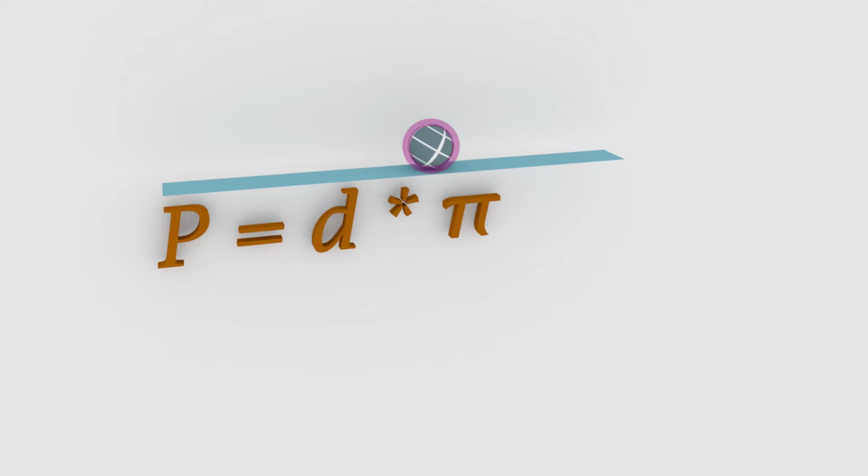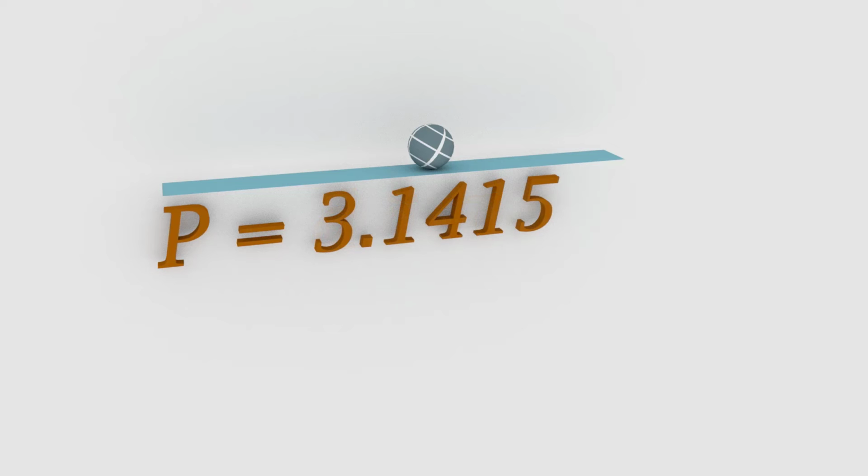In our case, we have a diameter of 1, and the number pi is an irrational number. That means it never ends, but the first digits are 3.1415, and so the perimeter of this sphere is 3.1415, etc. In one rotation, the ball moves 3.1415 centimeters forward. That's what this equation about the perimeter and pi and the radius does.